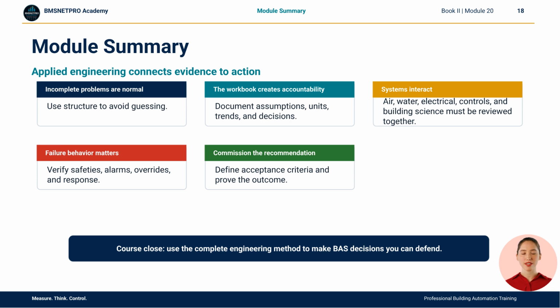Failure behavior matters because buildings must remain safe when equipment or measurements fail. Finally, every recommendation must be commissioned. Define what success means, test it, trend it, and document the result. This is how BAS professionals make decisions that are practical, defensible, and valuable to the building owner.